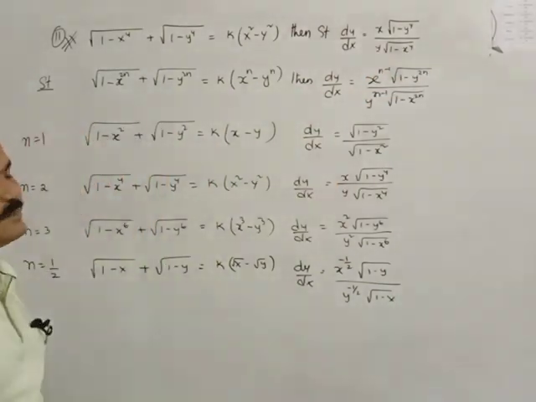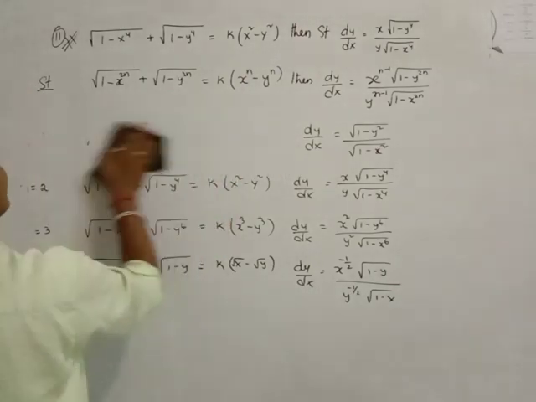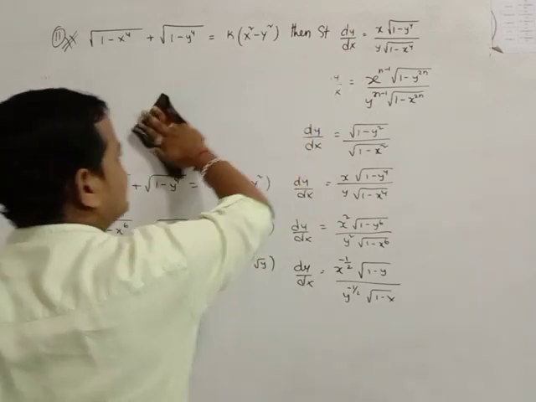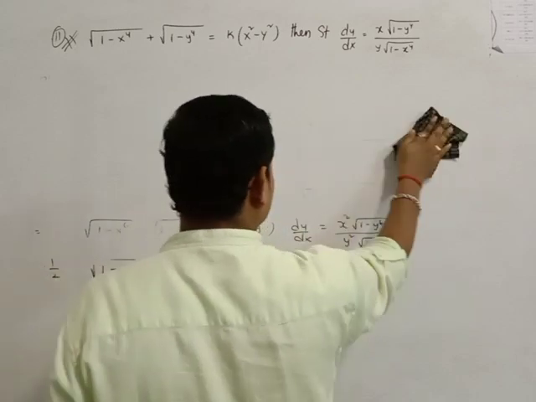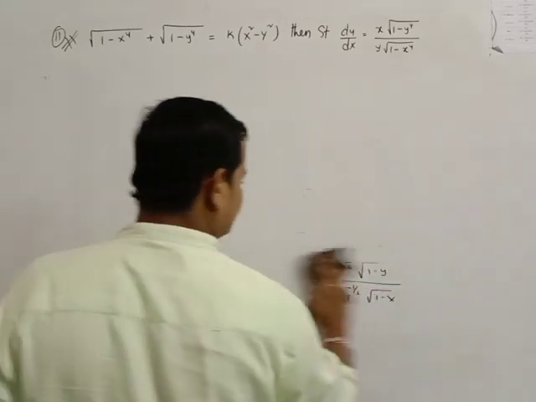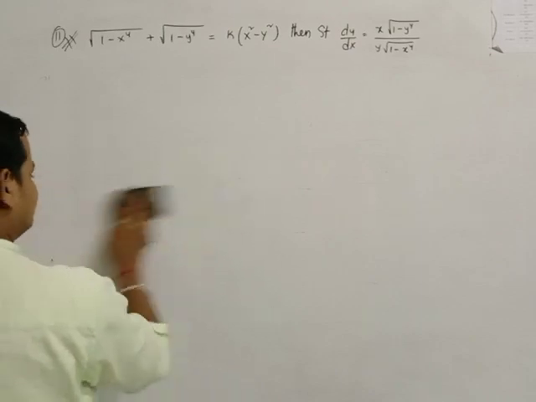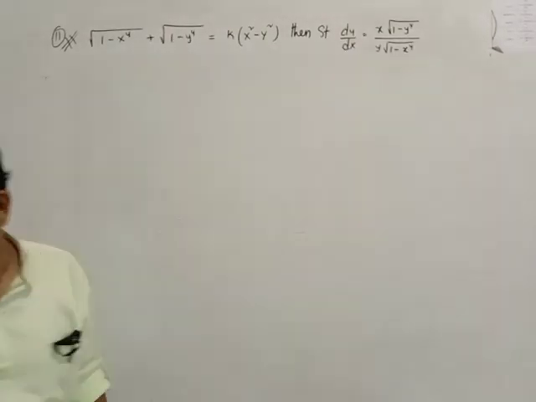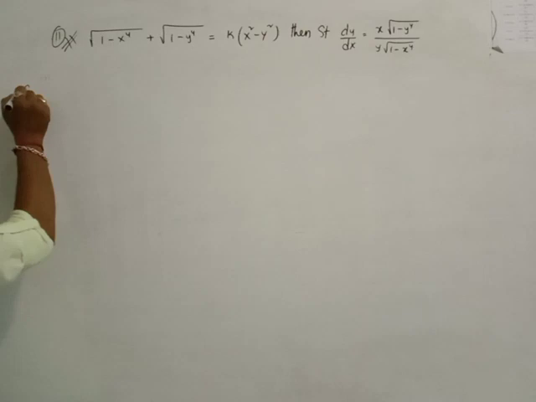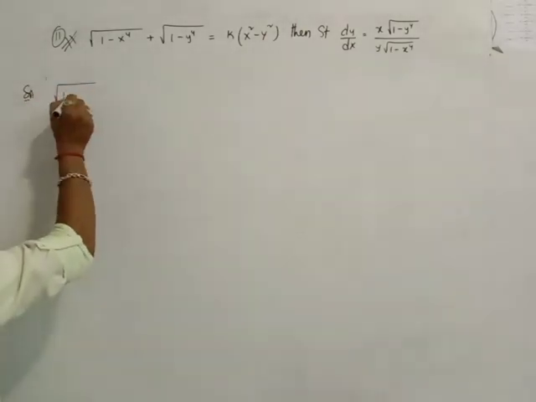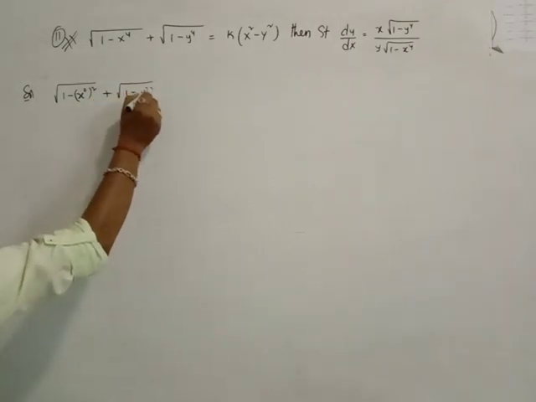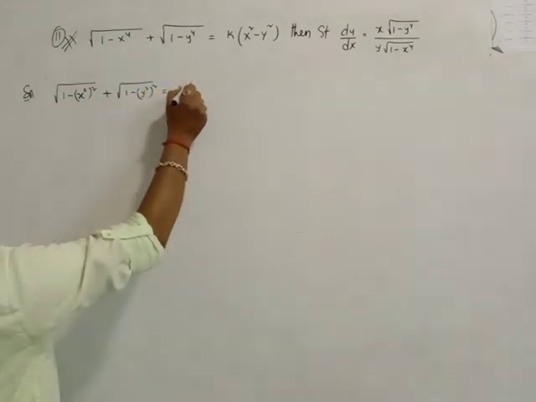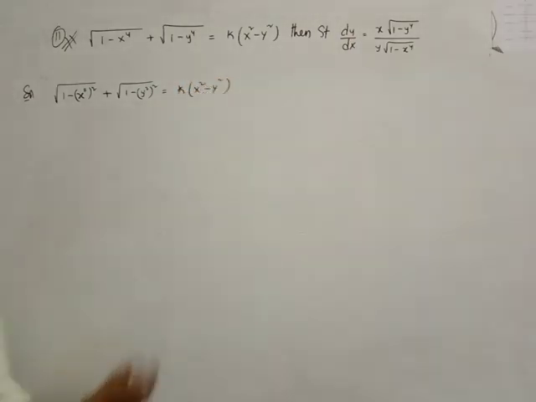Now you are going to simplify the question. See, in your textbook question only we can now simplify. Just write the solution. What is the question given? Root over 1 minus x power of 4, that is x square whole square, plus root over 1 minus y square whole square is equal to k into x square minus y square.